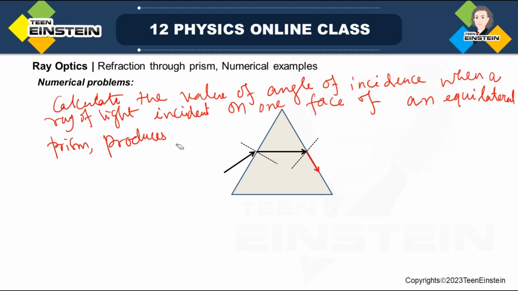such that it grazes the other surface, the adjacent face. Okay, it grazes the adjacent face.